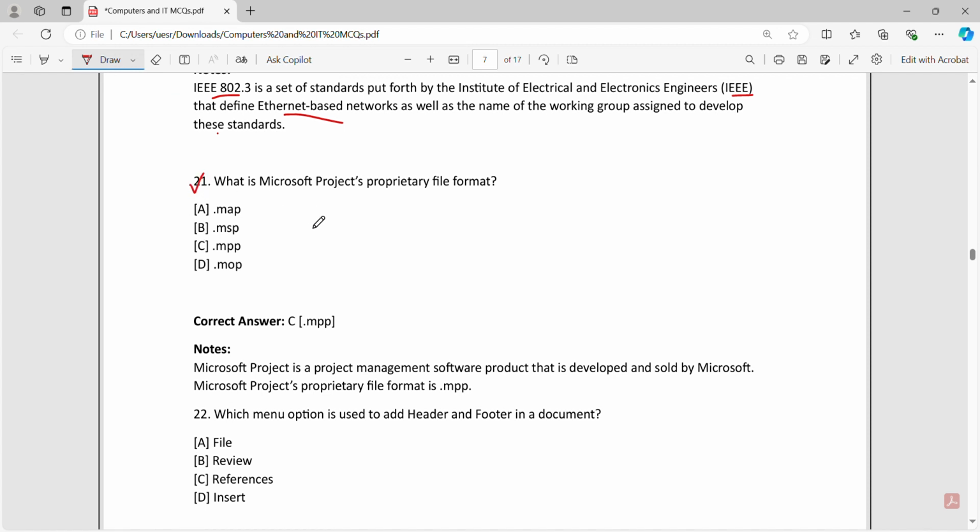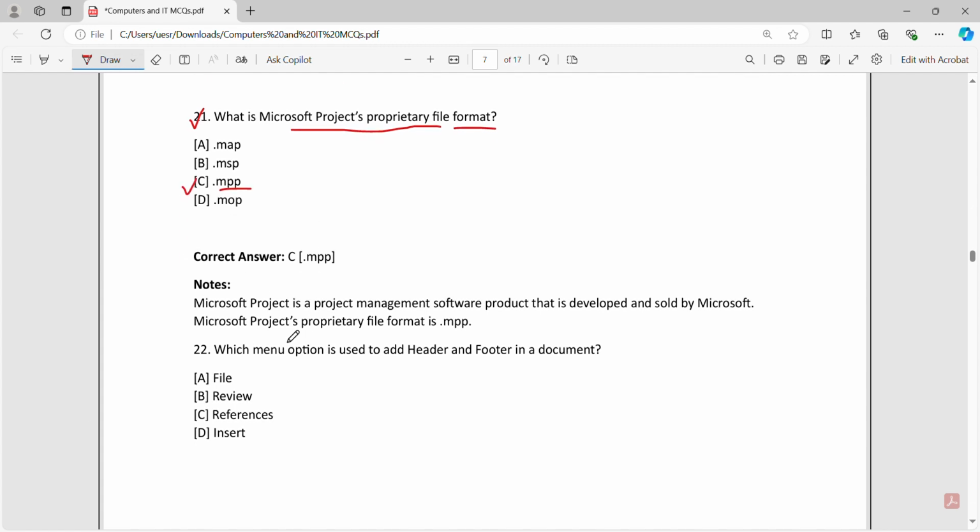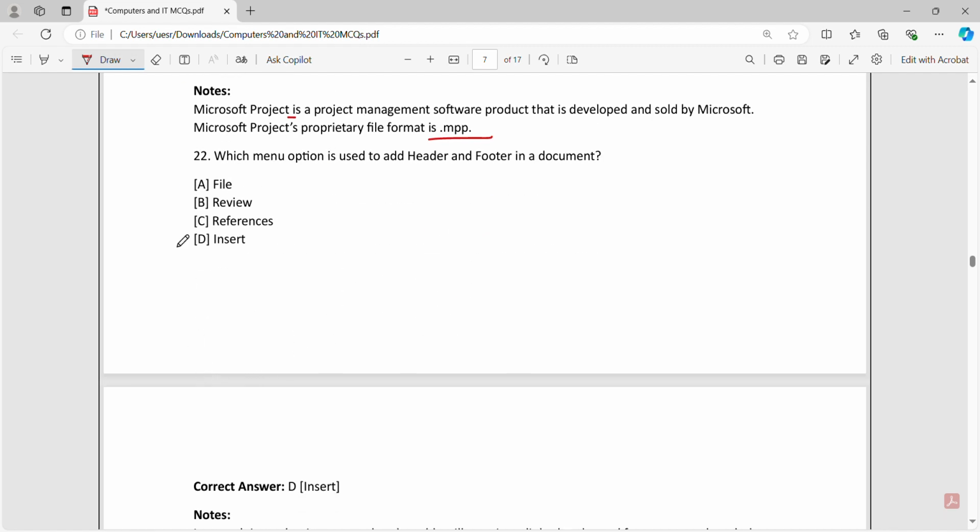21st question. What is Microsoft Project proprietary file format? So answer is .mpp. Microsoft Project is a project management software product that is developed and sold by Microsoft. So its format is .mpp.